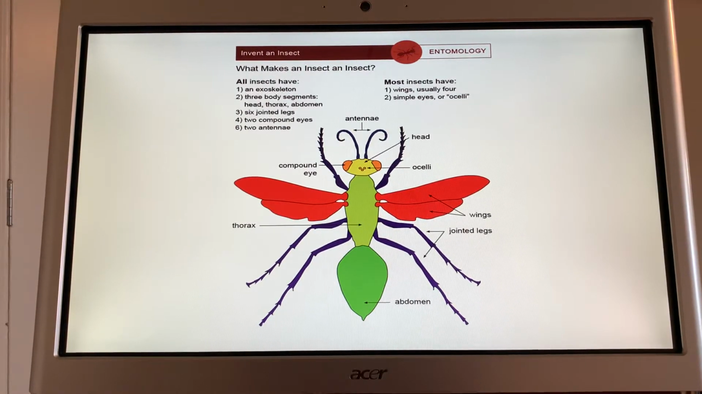All insects have an exoskeleton, 3 body segments, a head, thorax and abdomen, 6 jointed legs, 2 compound eyes and 2 antennae. Most insects have wings, usually 4, and most insects also have simple eyes or ocelli. And on our diagram we can see at the top there, antennae, head, ocelli, compound eye, wings, jointed legs, thorax and abdomen.